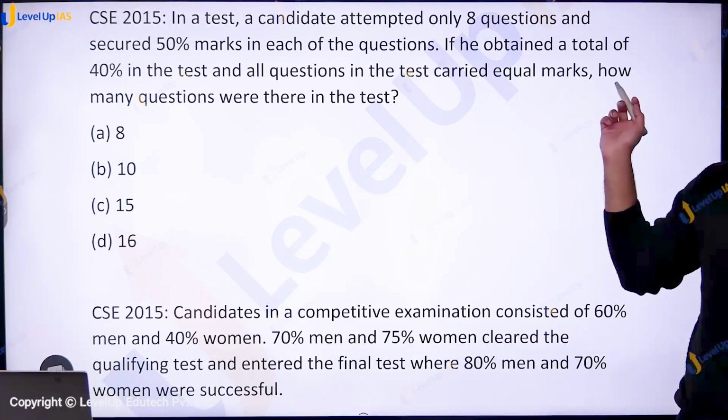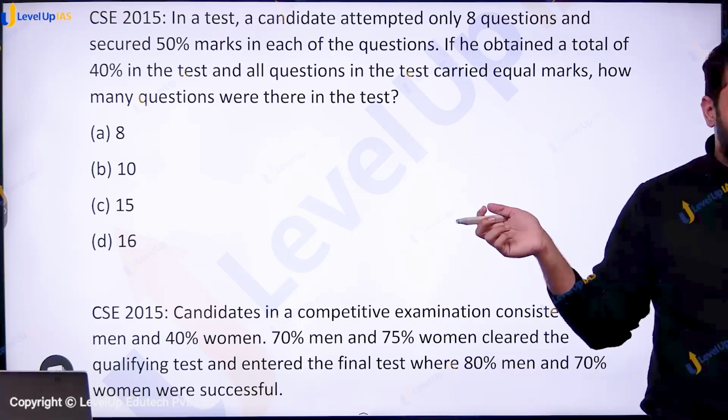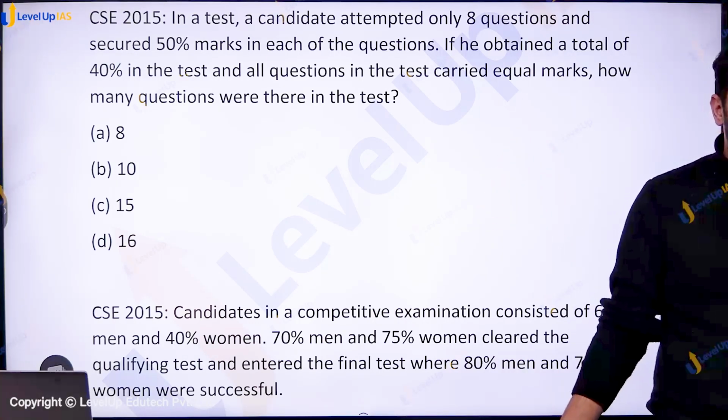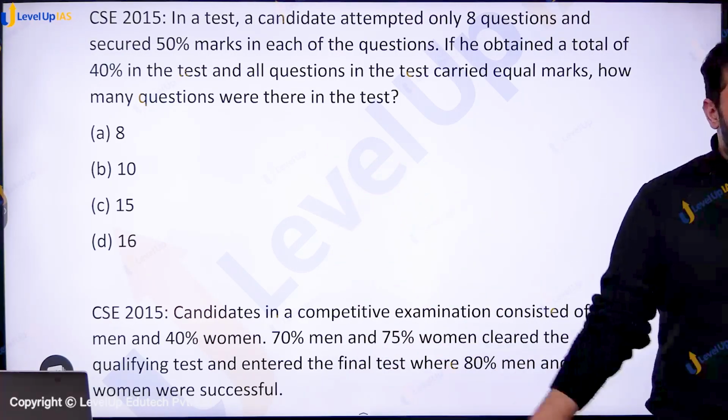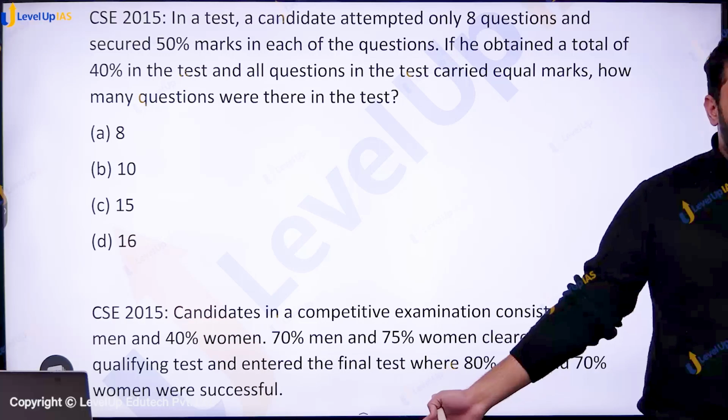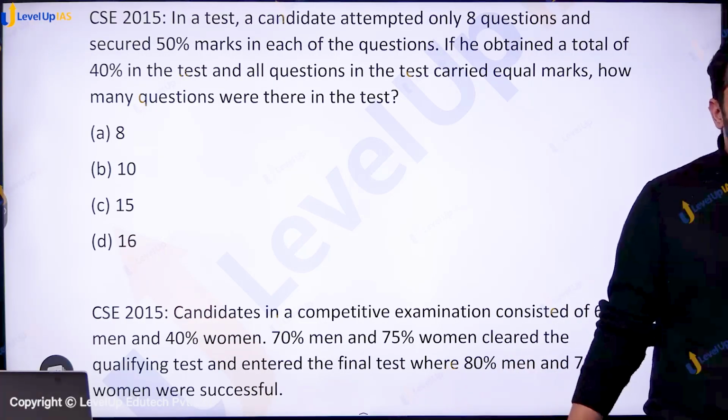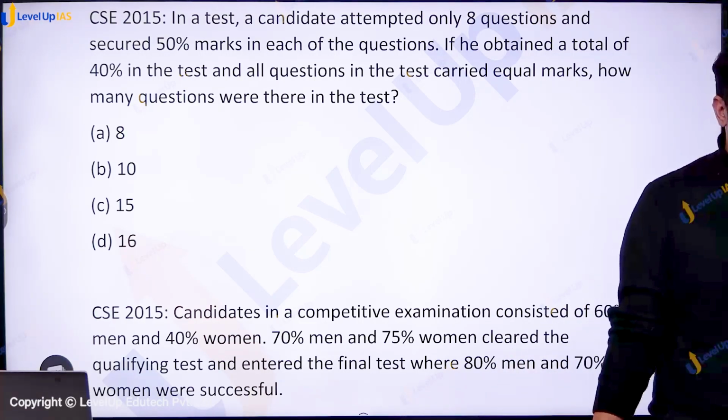If he obtained a total of 40% in test, 40 marks is 40%, total marks 100. 40 marks, 40% is 40 marks. So 100 is 100% marks. So every question was 10 marks, number of questions would be 10.